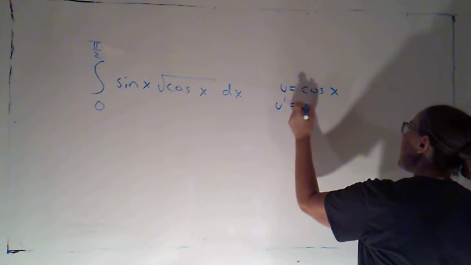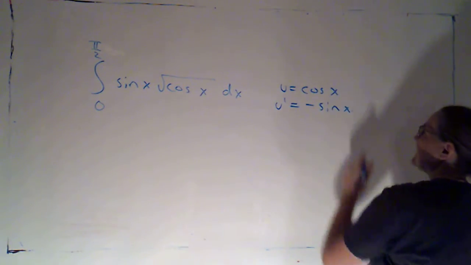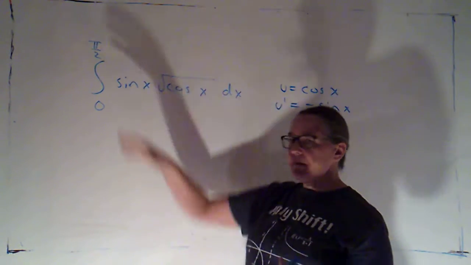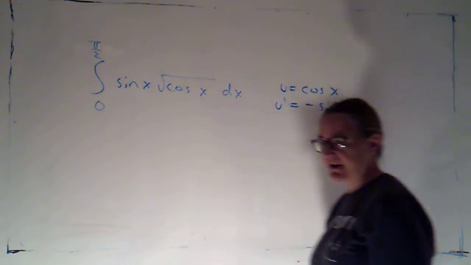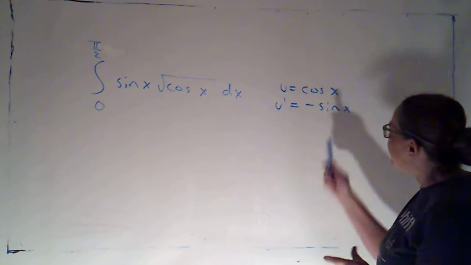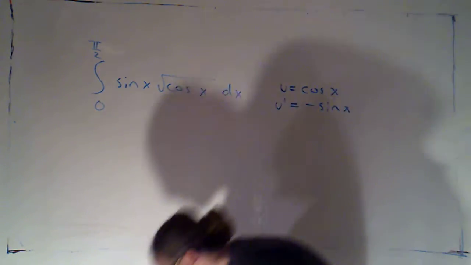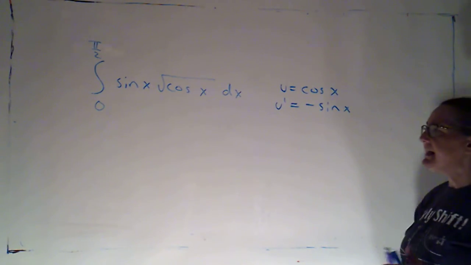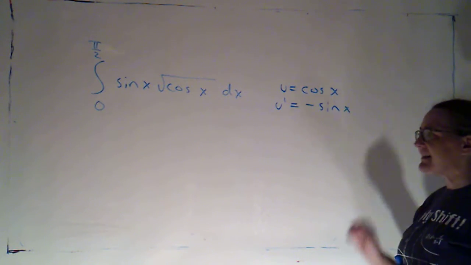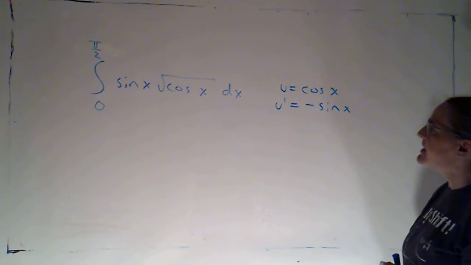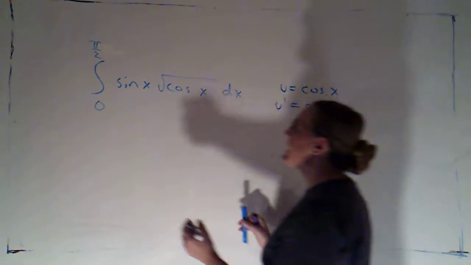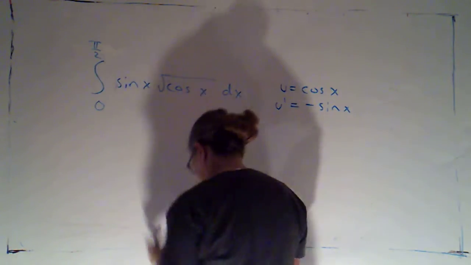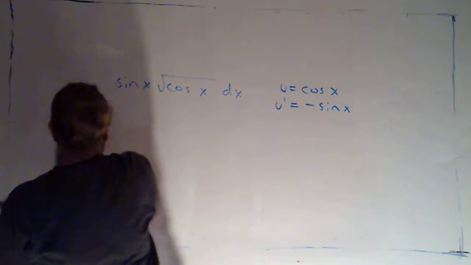Then u prime is negative sine x, which I don't exactly have. I have sine x, but I'm missing that negative sign. Okay. So if what I'm missing is a constant, that's just a factor of -1. If what I'm missing is a constant, that's an easy fix, because what I can do is multiply by 1 in the form of, I'm going to just give myself a little bit more space here.